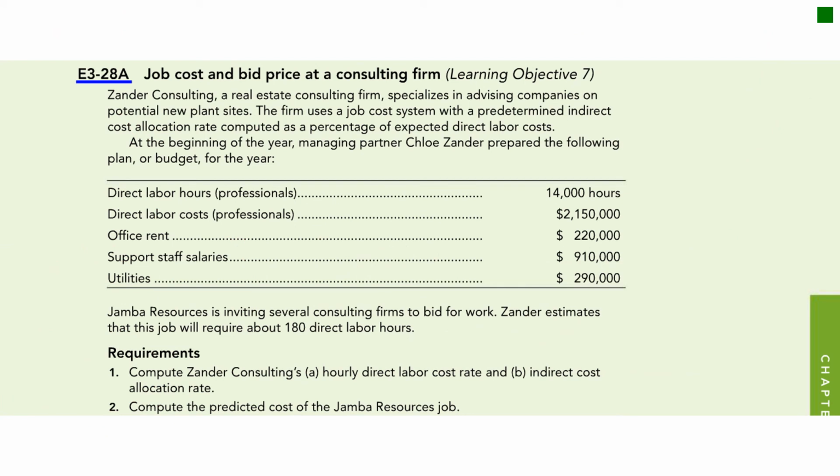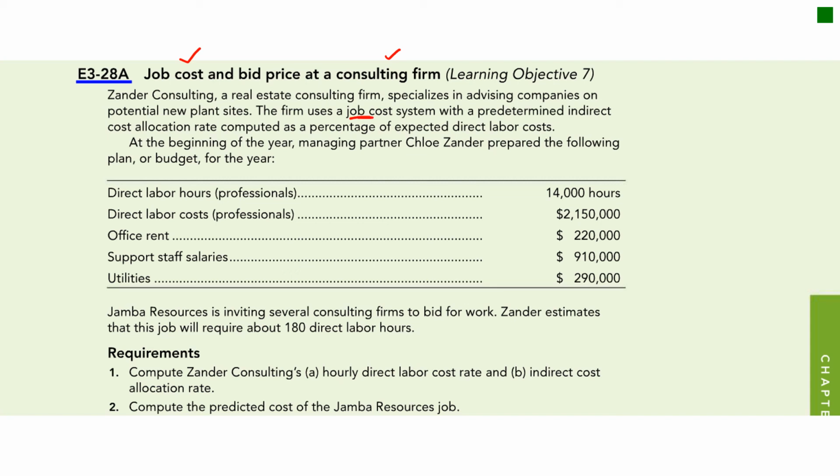Okay, last one I'm going to work with you is E-3-28A. And again, more practice on job cost, bid price at a consulting firm. So this again is a non-manufacturing, this is a service firm, but just to show you how you can still use job costing. Again, the difference is you're not going to have inventory. So again, it says they're a real estate firm. They specialize in advising companies on potential new plant sites.